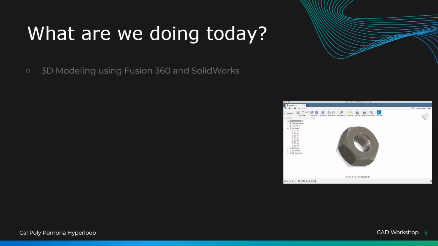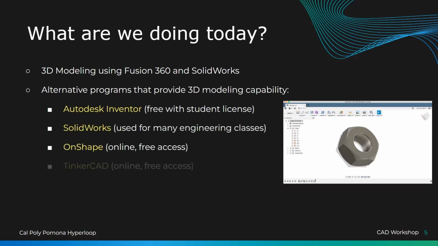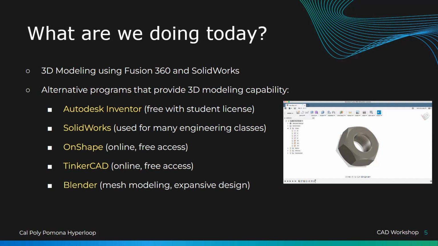What are we doing today? We are going to do 3D modeling. We are not going to do Fusion, that was the plan, but we're only doing SolidWorks. But if you ever want to use a different program, Fusion is probably much more user-friendly, and it's available for all students if you have a student email. So even if you're not a college student, you can get that one. SolidWorks, that's what we're doing today.